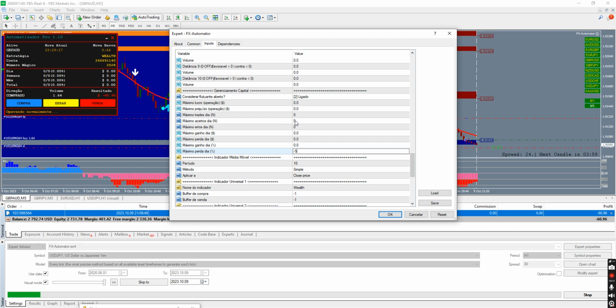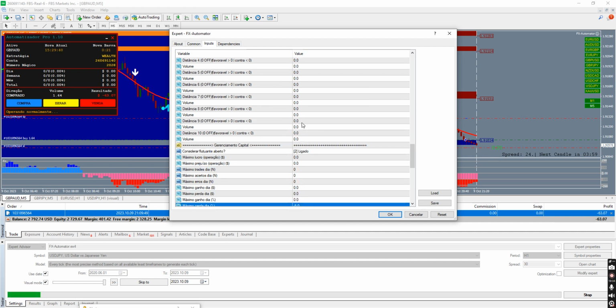That's an example. So the number of trades you want to make in a day, losing or not, you can put it here. The amount of money you can accept to lose in a day, and the amount of money you can accept to make in a day. This is much more complete than you can imagine.